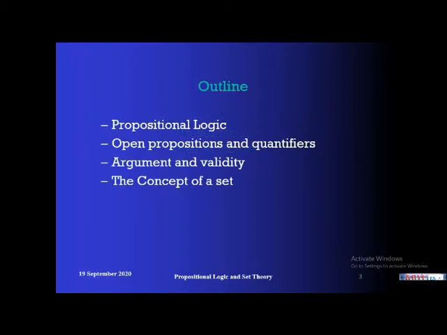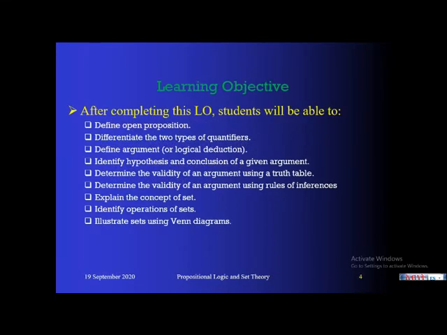This course has four chapters mainly. The first chapter is called Propositional Logic and Set Theory, and this chapter has four subtopics. These are the following: propositional logic, open proposition and quantifier, argument and validity, and the concept of set. And these chapters have their own learning objectives.